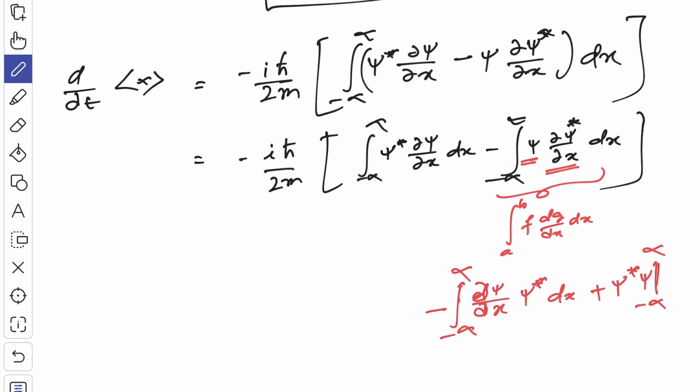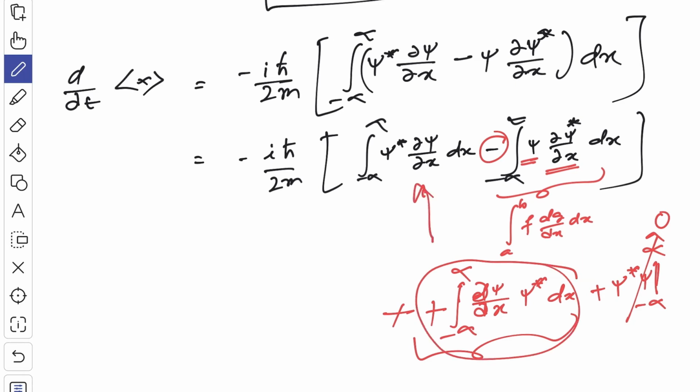So as psi goes to 0 from minus infinity to plus infinity, this term will be 0. So we have got this term as, because of this minus sign, this minus will be positive. So hope you have understood this. So here you see this term is same as this one. So here we will get plus the integral from minus infinity to plus infinity after application of integration by parts. So you can rearrange the order of these two terms. Here you can see psi star first, then write del psi by del x next dx. So these two are same.